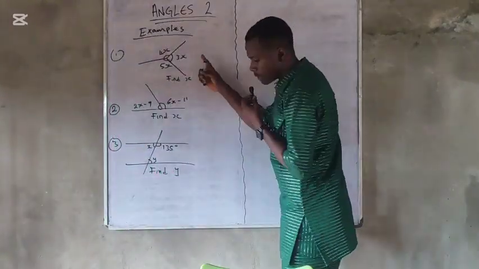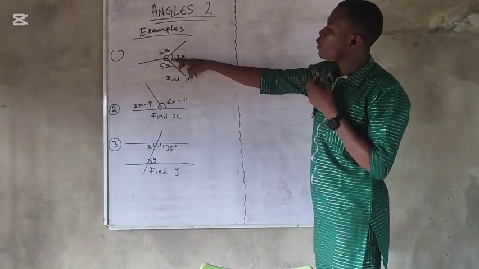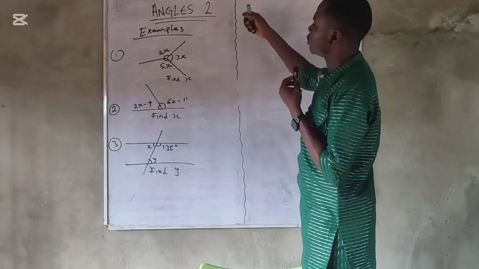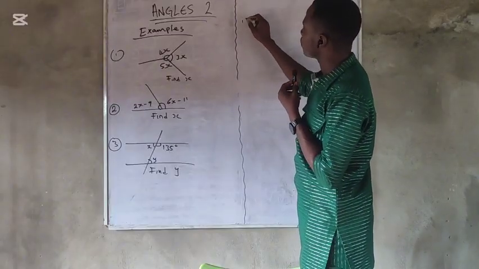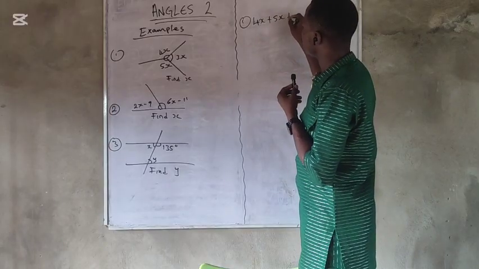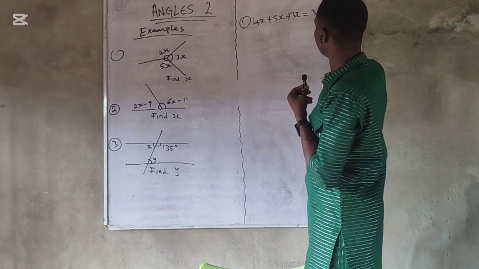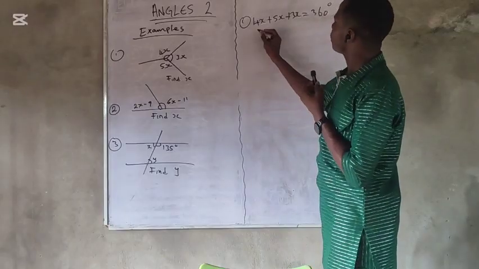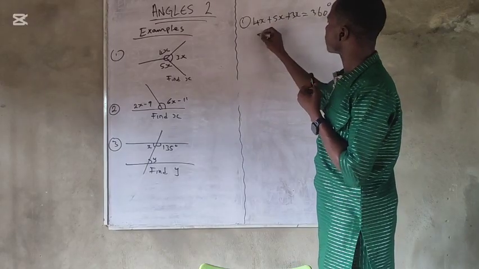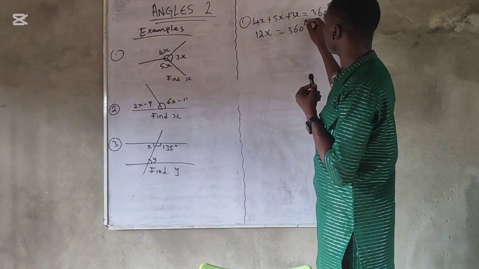The first one first. Already we know that angles at a point sum up to 360. So what do we do now? Simple. Let's add them together. So the first one, we'll be having 4x plus 5x plus 3x should be equal to what? 360 degrees. Now, if we add this together, we'll be having 9x. 9x plus 3x is 12x, being equal to 360 degrees.